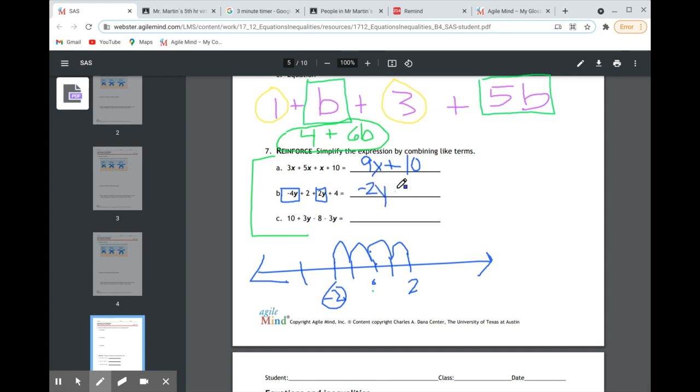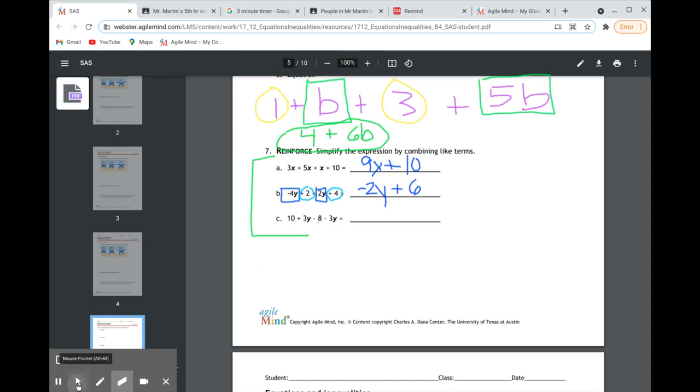Then we're going to combine what's left. So we got a plus 2 and a plus 4. What's 4 plus 2? 6. That's right. That's our answer: negative 2y plus 6. All right. We got one more left.